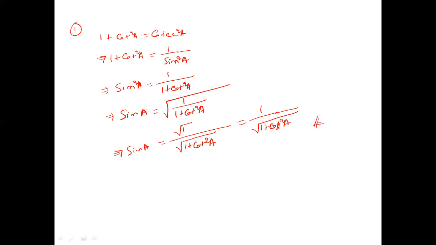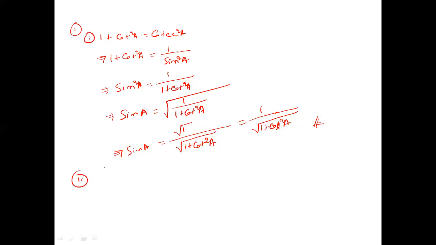Then again we have to express cos a in terms of cot a, and tan a in terms of cot a. But here the question asks only sin a, sec a, and tan a. So you have to convert only sin a in terms of cot a, sec a in terms of cot a, and tan a in terms of cot a. Now see, this is the first one.